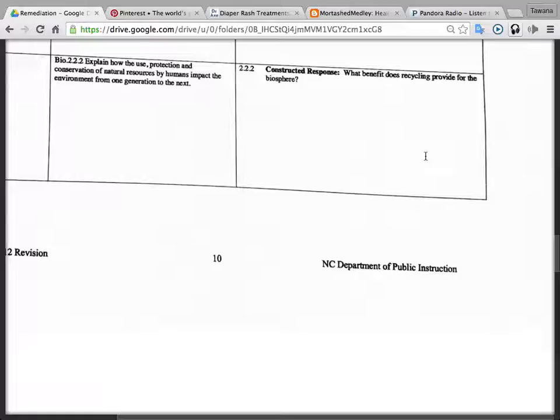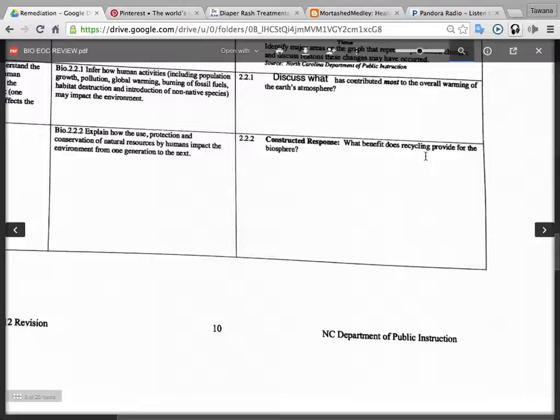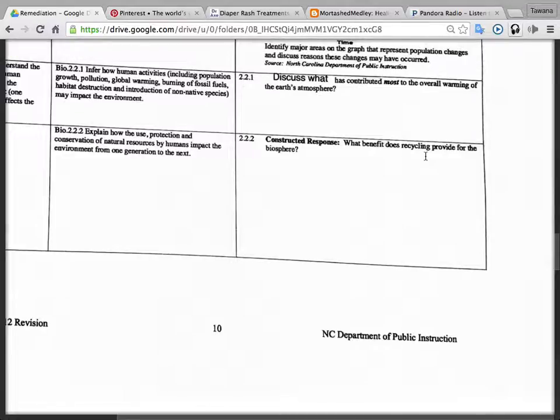What benefit does recycling provide for the biosphere? So we are trying to maintain what in the atmosphere? It started with an S. Sustainability. We're trying to be sustainable. All right.